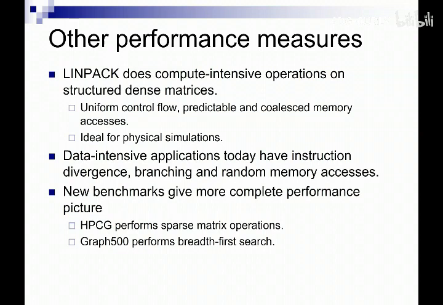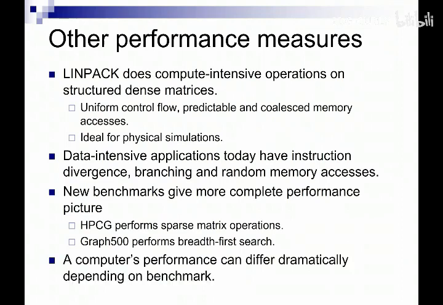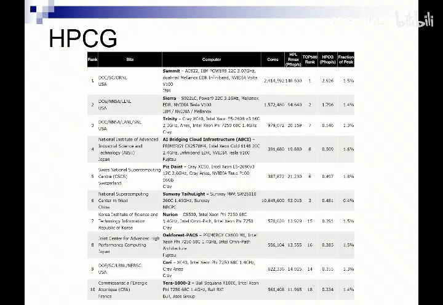For example, one benchmark is called HPCG, which is high performance conjugate gradient. Here, instead of measuring performance on dense matrices, we measure performance on sparse matrices, which have much more irregular memory access patterns. There's also a benchmark called the Graph 500 benchmark, which measures performance on a graph problem, which is basically breadth first search. And what we're going to see is that a computer's performance can actually differ dramatically depending on the benchmark that you're using to measure this computer. Okay, so first let's look at the HPCG benchmark.